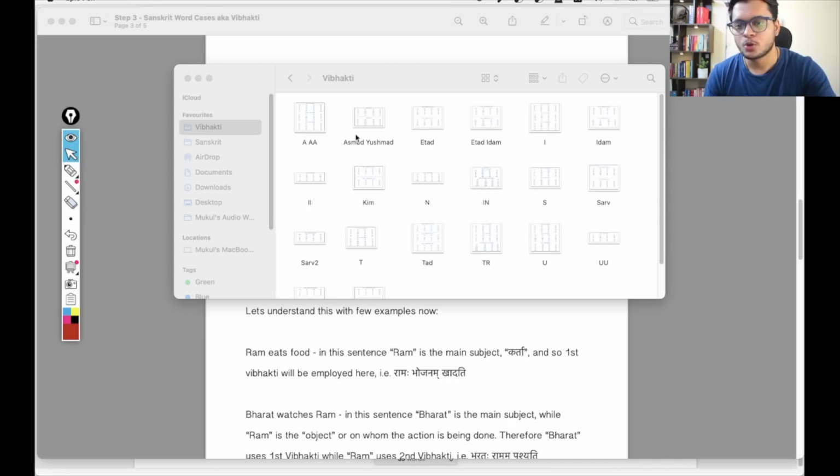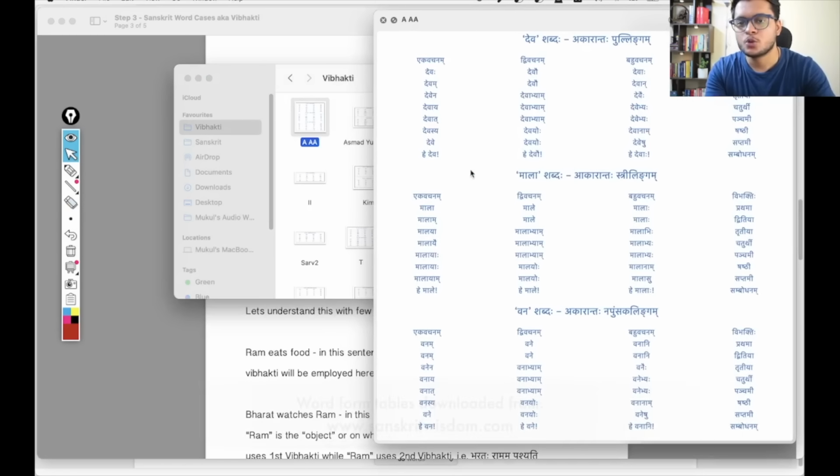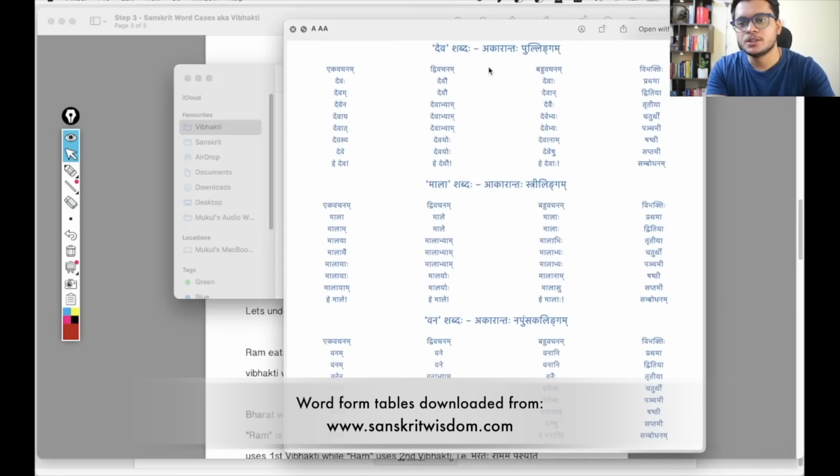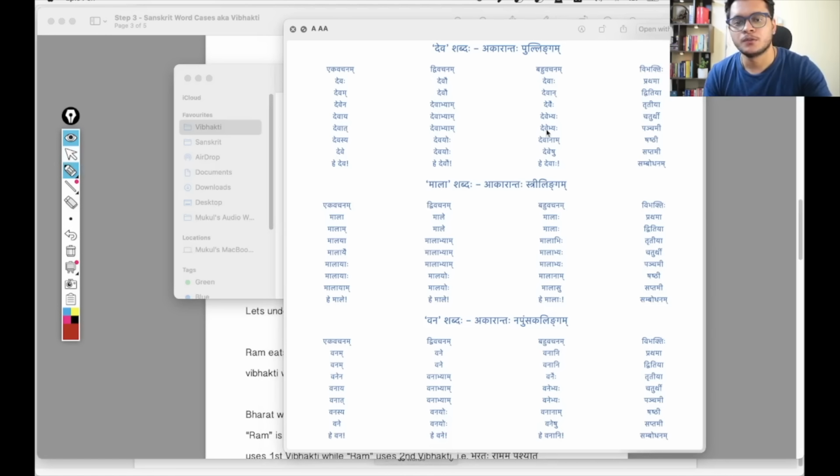How? So I'll open this. Here you can see Dev is Akarant Pulling, Mala is Akarant Striling because it ends with a Dirgh A, and one is Akarant Napunsakling. And I have the word forms ready for them. If I want to know the fourth word form for Ram, so Ram and Dev, they both are Akarant Pulling, right? So I can just simply check here. Okay, Dev becomes Devai, so Ram will become Ramai.